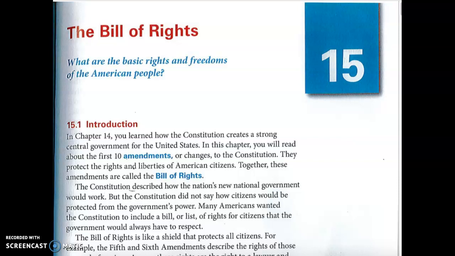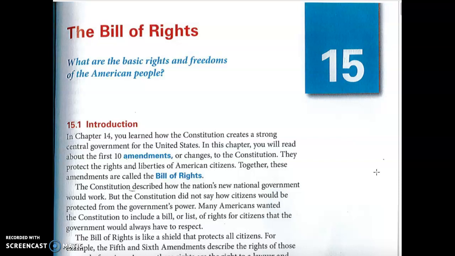What are the basic rights and freedoms of the American people? The introduction. In chapter 14, we talked about the Constitution, how it creates a strong government for the United States. In this chapter, you will read about the first 10 amendments, or changes to the Constitution. They protect the rights and liberties of American citizens. Together, these amendments are called the Bill of Rights.